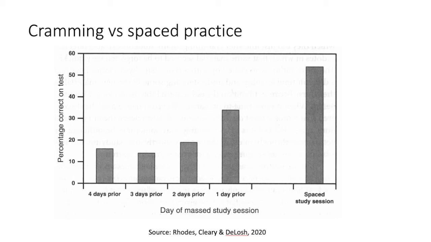The first 4 bars in this graph, from left to right, represent students who study the material in one session, either 4 days, 3 days, 2 days, or 1 day prior to the test. The bar on the far right represents a spaced practice group that studied the material each of the 4 days before the test. Even though students all studied the same amount in the same amount of time, the students who spread out their study over the 4 days scored much higher on the test.